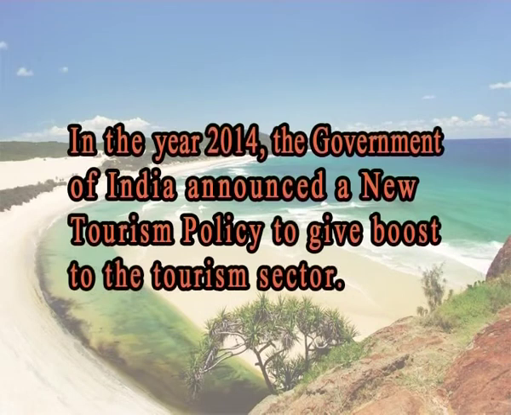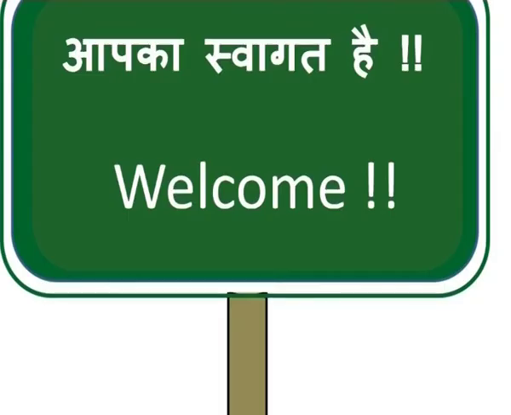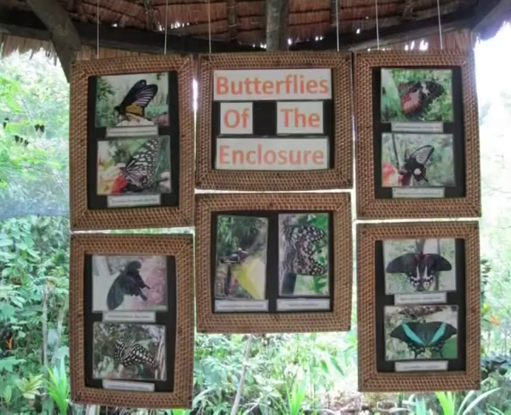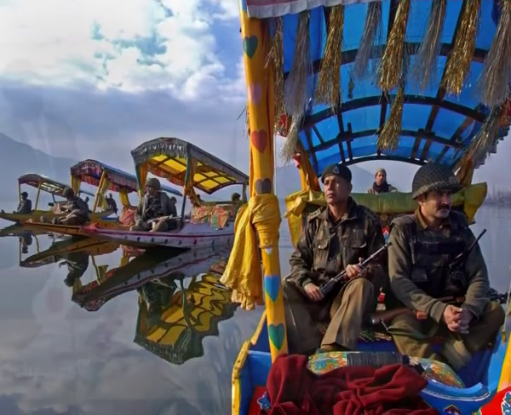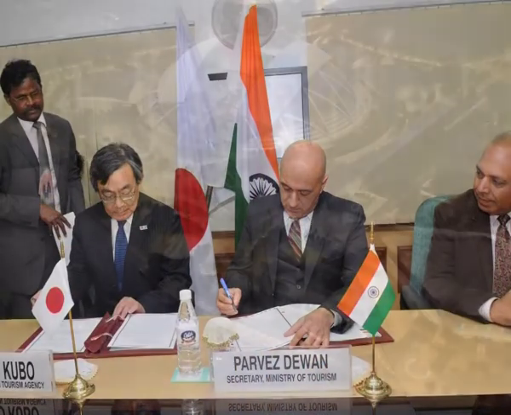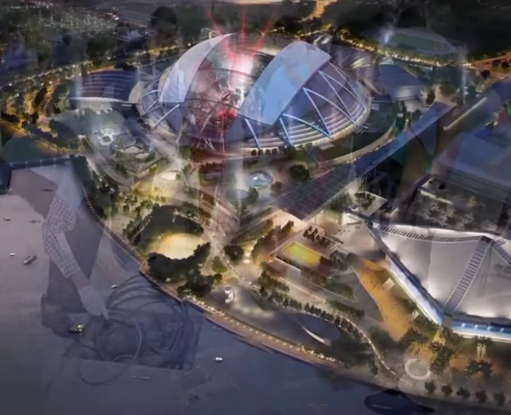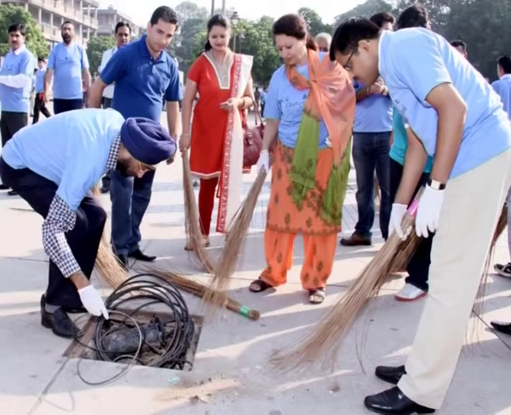According to an estimate, total direct employment in the tourism sector is around 90 million. In the year 2014, the Government of India announced a new tourism policy to give a boost to the tourism sector. The policy is built around 7 mantras: Swagat means welcome, Suchna means information, Suvidha means facilitation, Suraksha means security, Sahyog means cooperation, Sanchalana means infrastructure, and Safai means cleanliness.